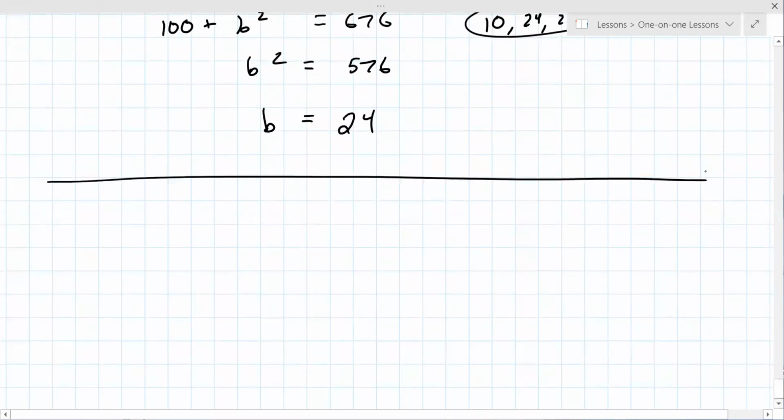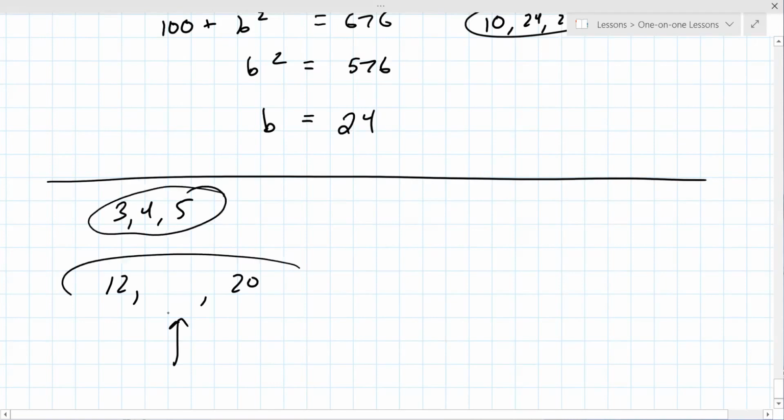So let's say you know a 3, 4, 5 works. Let's say I give you a 12, something, and 20. What's the middle number? How did I go from these set of numbers to these set of numbers? What did I multiply by? Oh, you multiplied by 4. Okay, 3 times 4 is 12, 5 times 4 is 20, so what's the middle number here? 16.